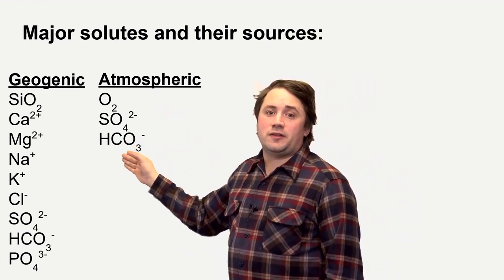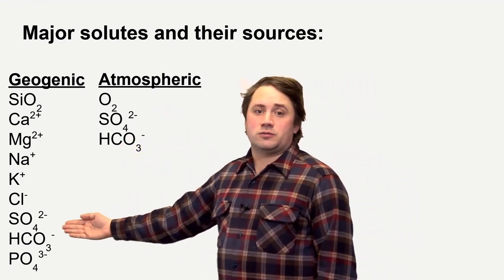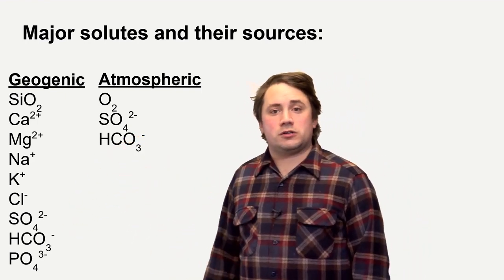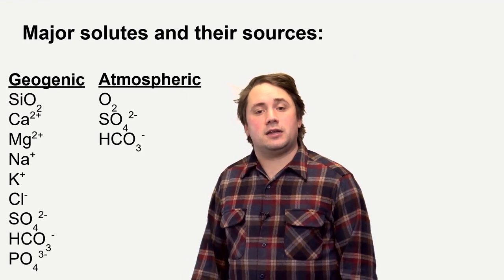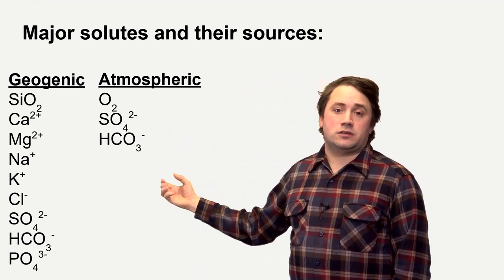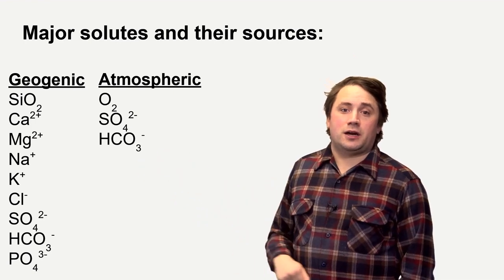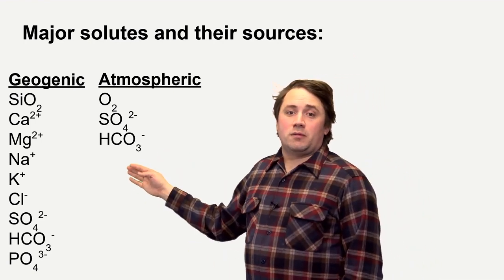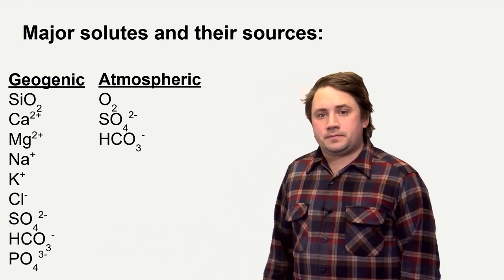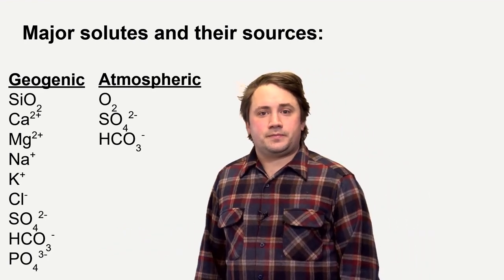Finally, we have bicarbonate on this list. Bicarbonate also is on the geogenic list again, but the atmosphere contains over 400 parts per million carbon dioxide, and that carbon dioxide in the atmosphere also just dissolves into water where it forms a bicarbonate ion. So bicarbonate can be either atmospherically derived or geogenically derived, depending on where you are.